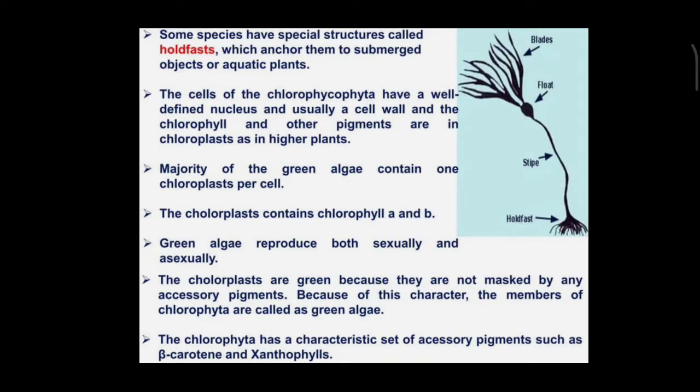Some species have special structures called the holdfast. You can refer to the image, which anchors them to submerged objects or aquatic plants. The cells of the Chlorophyta have a well-defined nucleus and usually a cell wall, and the chlorophyll and the other pigments are in chloroplasts as in higher plants. The majority of the green algae contain one chloroplast per cell. The chloroplasts contain chlorophyll a and b.